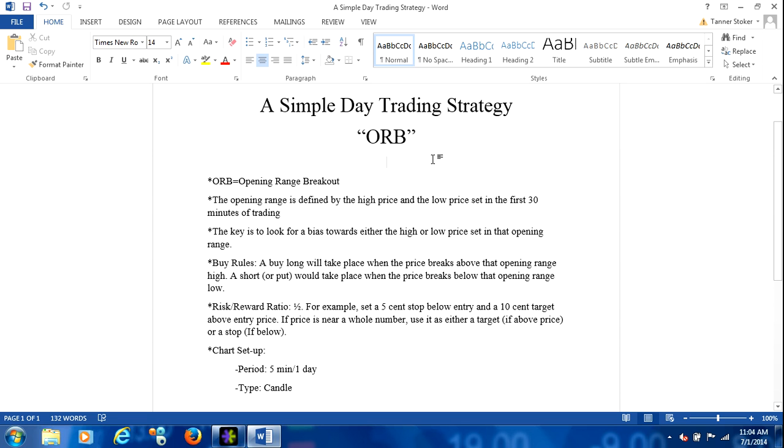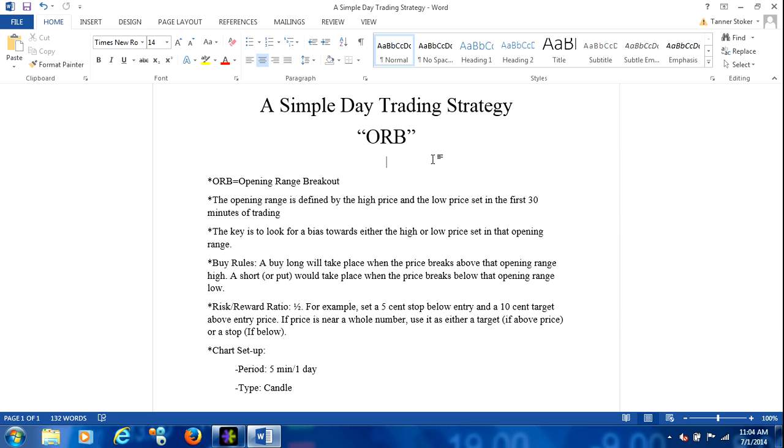The simple day trading strategy we're going to go over today is called the ORB. ORB stands for Opening Range Breakout. The opening range is defined by the high price and the low price set in the very first 30 minutes of trading. The key is to look for a bias towards either the high price or the low price set in that opening range.